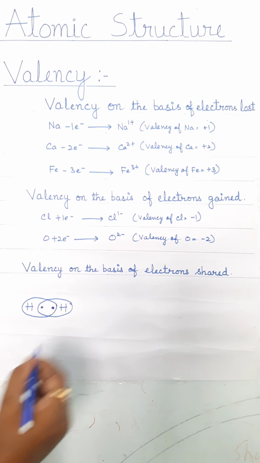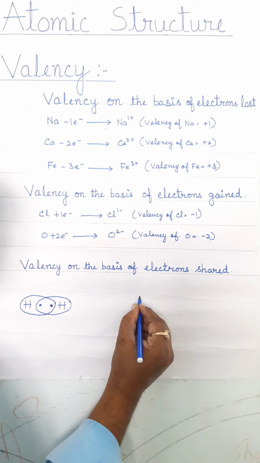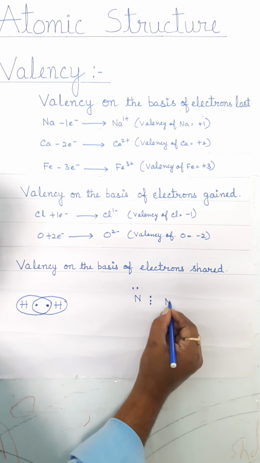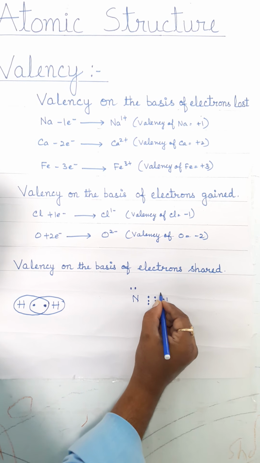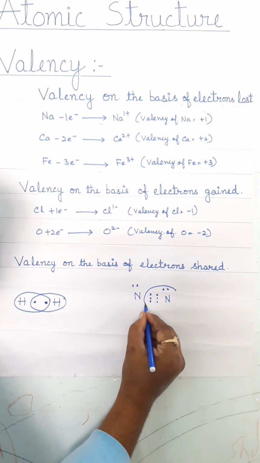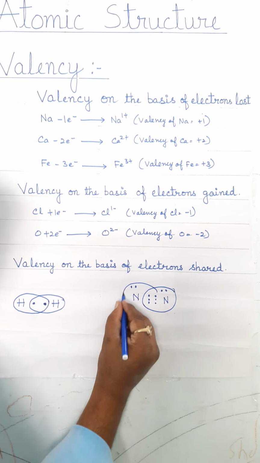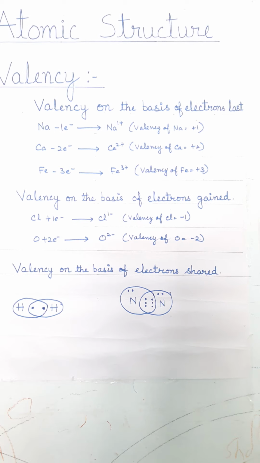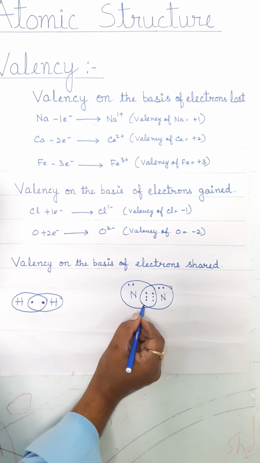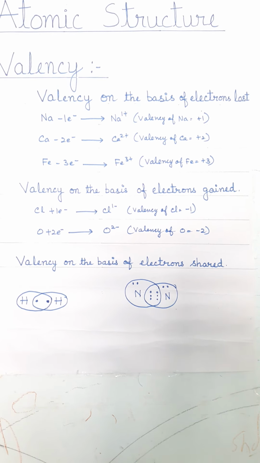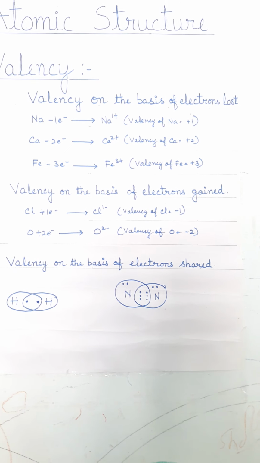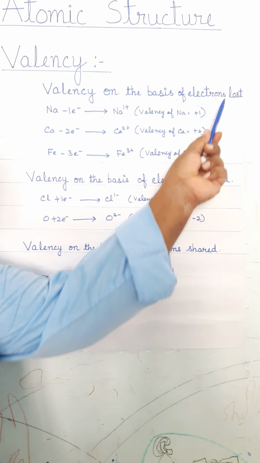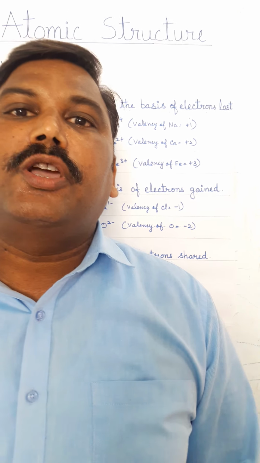Let us take one more example. During the formation of nitrogen gas molecule, each nitrogen atom gives 3 electrons for sharing. As a result, 3 pairs of electrons are shared between 2 nitrogen atoms. Since each nitrogen atom is giving 3 electrons for sharing, so each nitrogen atom has valency 3. So remember, valency is defined as the number of electrons lost, gained, or shared by an atom during a chemical reaction.